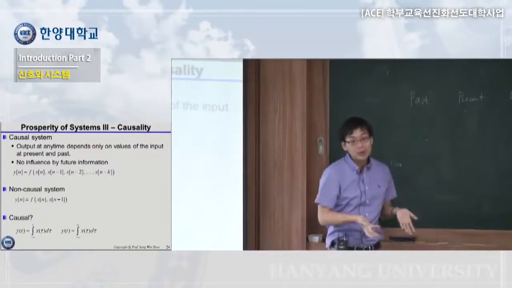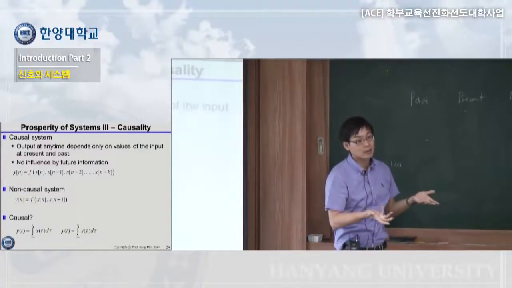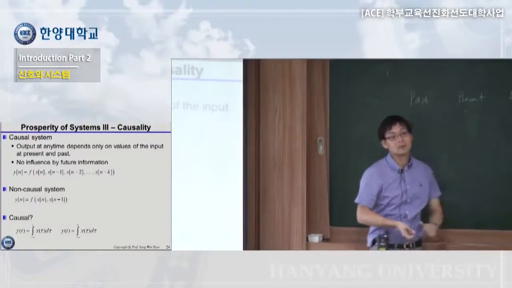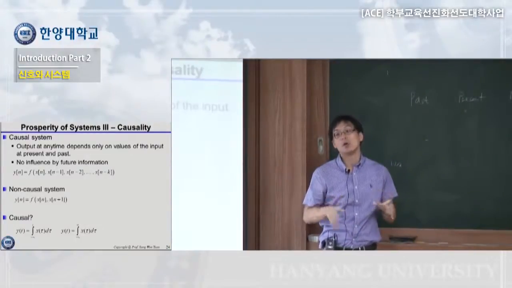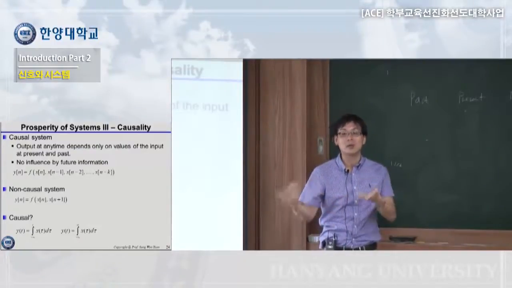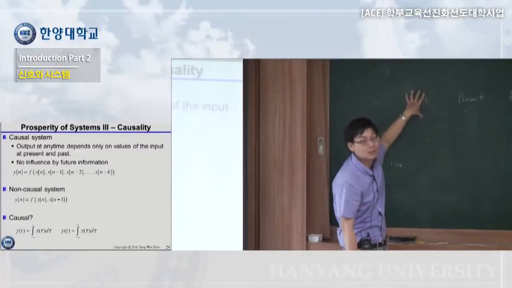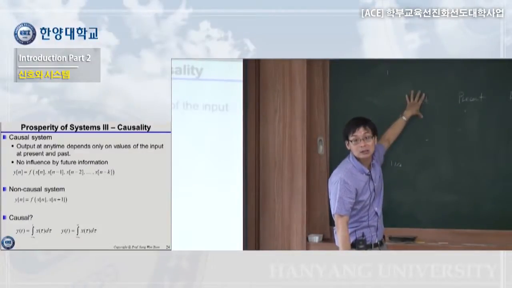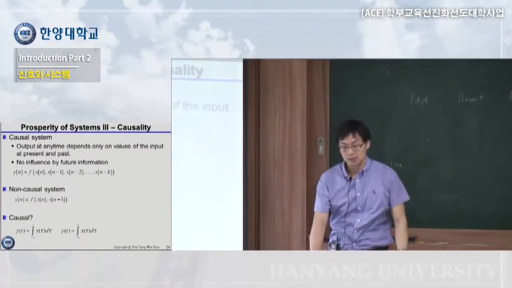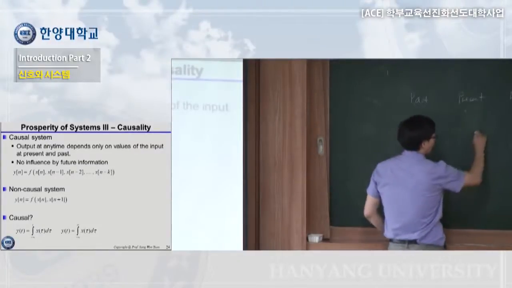Because memoryless means it only depends on the present, and in the case of causality, we only depend on the past and present. We don't depend on the future. So a memoryless system automatically becomes a causal system. A causal system cannot automatically become memoryless, because a causal system sometimes also depends on the past. But a memoryless system cannot depend on the past. That's a major difference. So let's go back to our example.